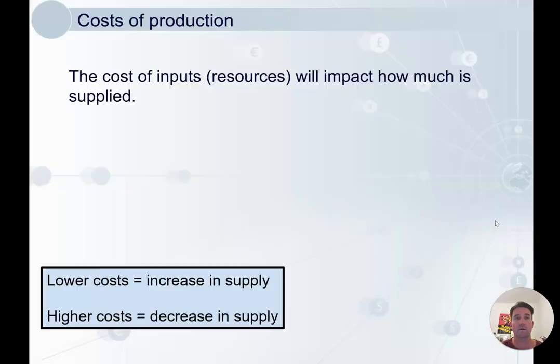All right. Cost of production. This is a bit of a catch-all because any change to the cost of production, you've heard me mention it already a bunch of times, a change to the cost of production will impact how much is supplied.